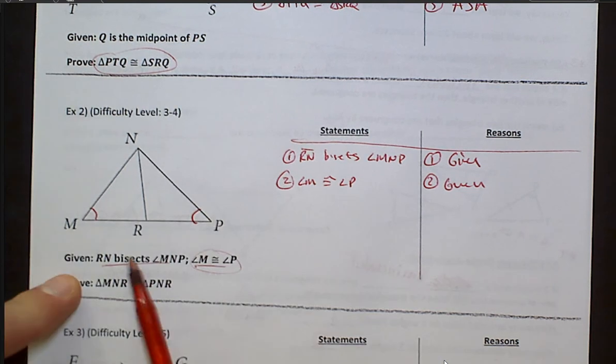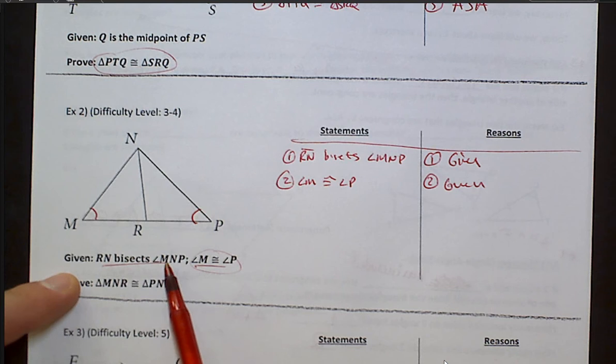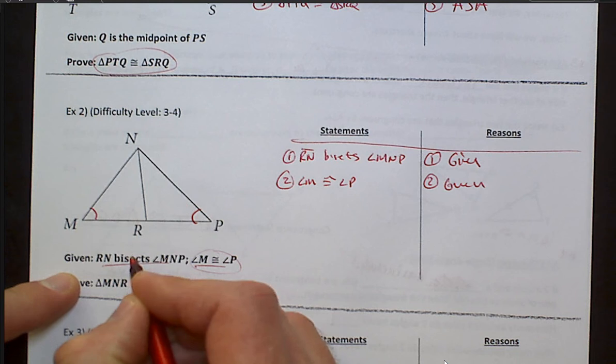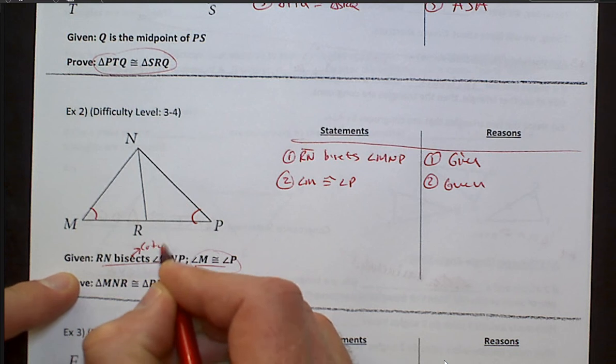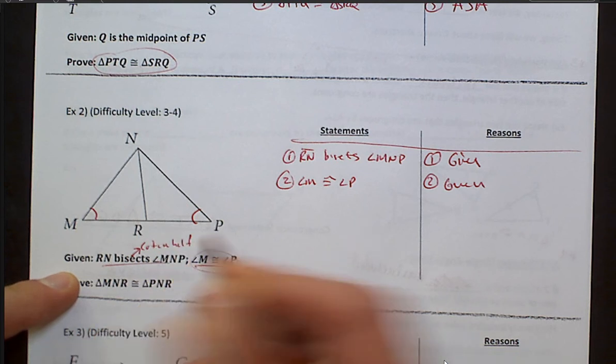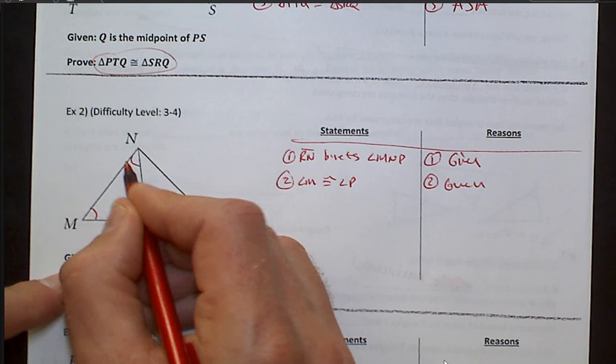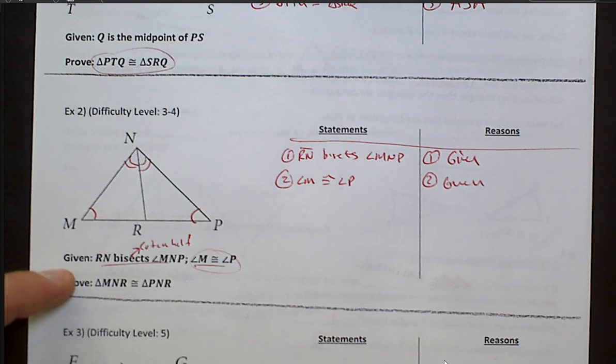Now, RN bisects angle MNP. Where is that angle? MNP, that's up here. And RN is bisecting. Remember, bisect means to cut in half perfectly. So if it's cutting an angle in half, I get two equal angles, right?